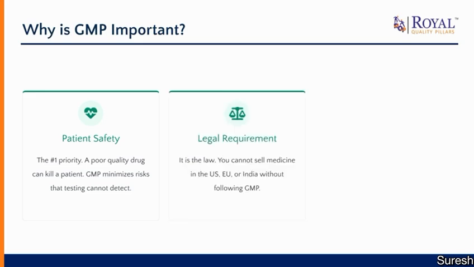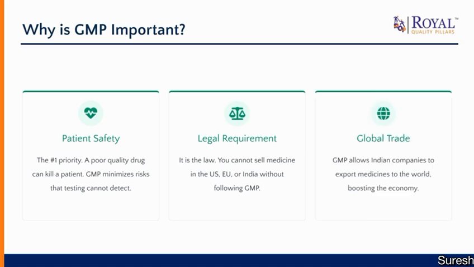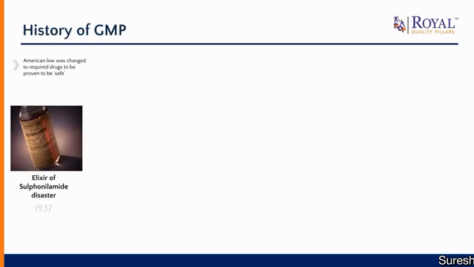Legal requirement. It's mandatory. No GMP certificate means no license to manufacture. Business. If Indian companies want to sell to the US or Europe, where the profit is, they must follow global GMP standards. Let's take a brief look at the history of GMP.